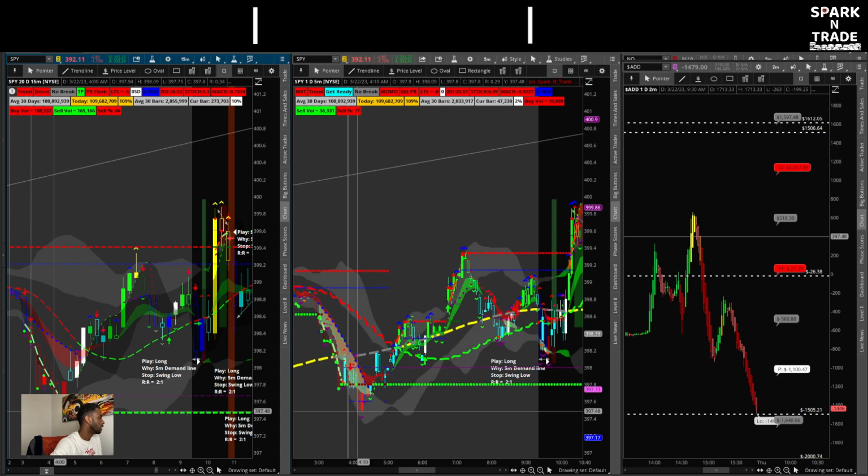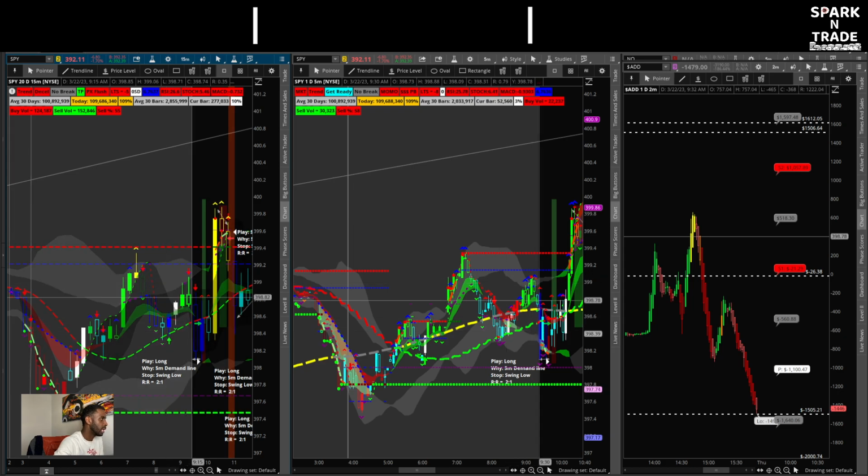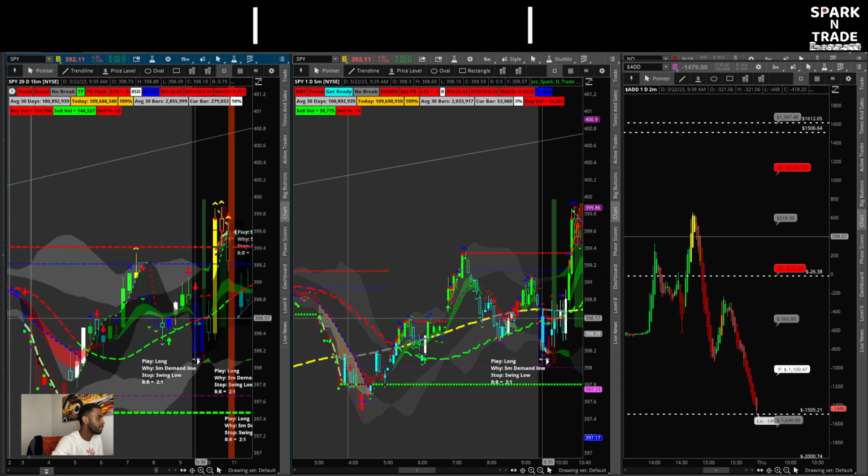after that, we also established a 15-minute demand zone at 397.40s. 397.79 was the 5-minute demand zone, and we just started grinding back up. We got above the 50, came back for one retest, and the market started going off. Came back for this retest, market went off again. This now, however, breaks that 50 HMA.